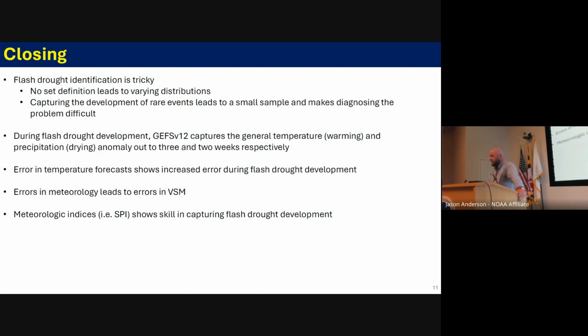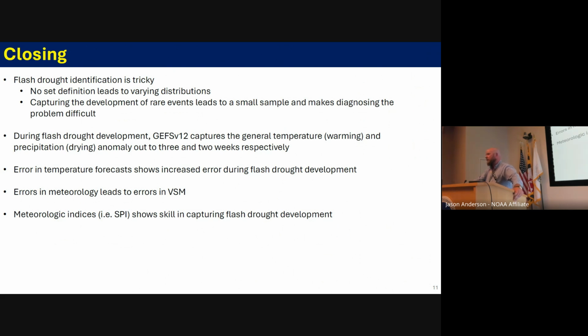Thank you, Andrew. Nice presentation. You said that the error growth during the flash drought events is larger than the errors outside of these events. I wonder if that's because it's a sample size issue, because we have such a small sample for these events, and when we look at the error.